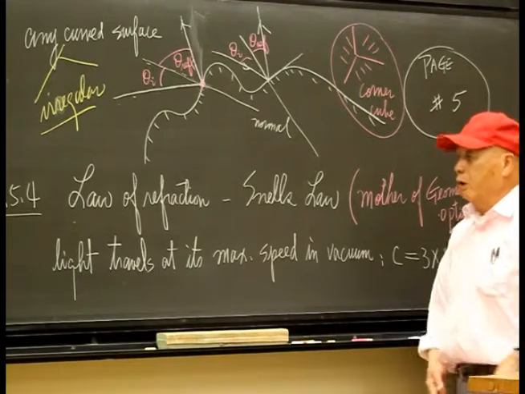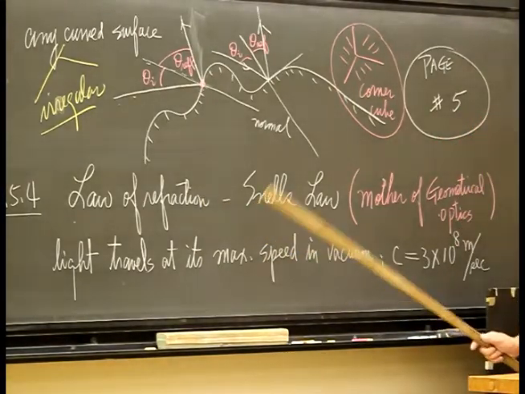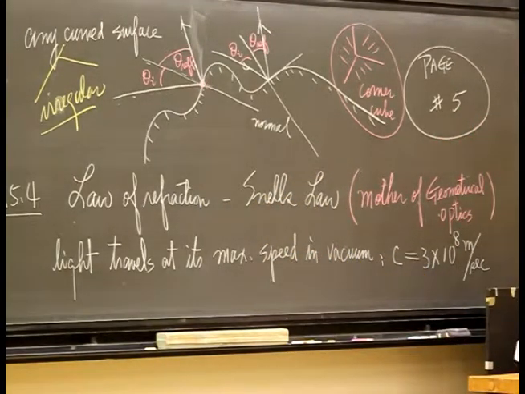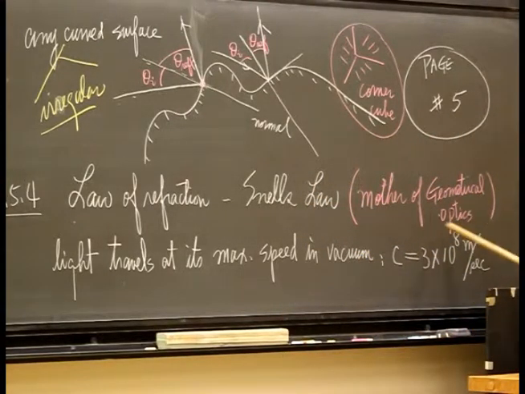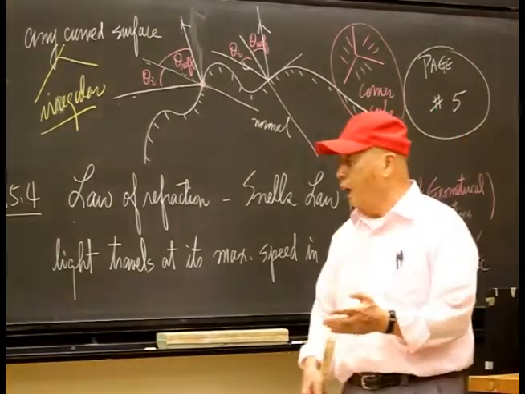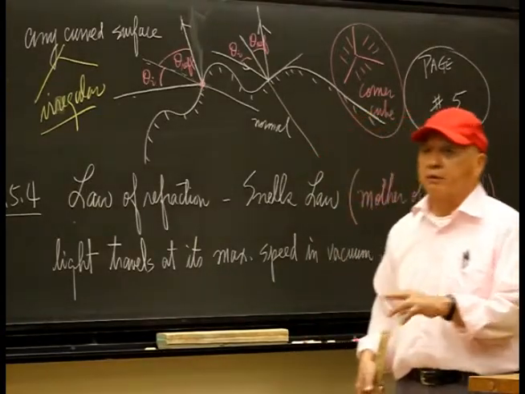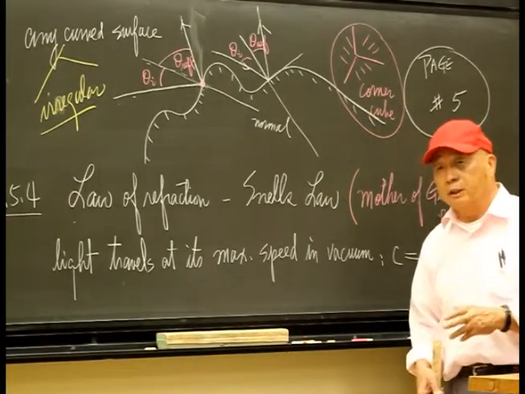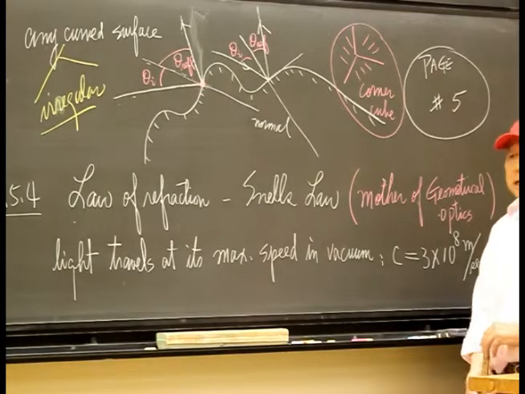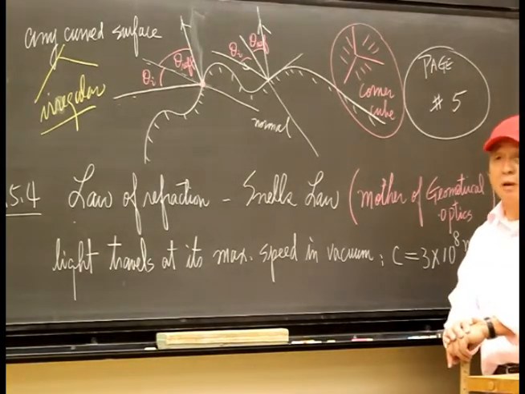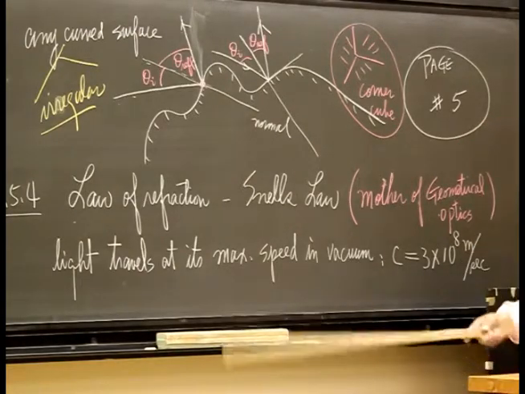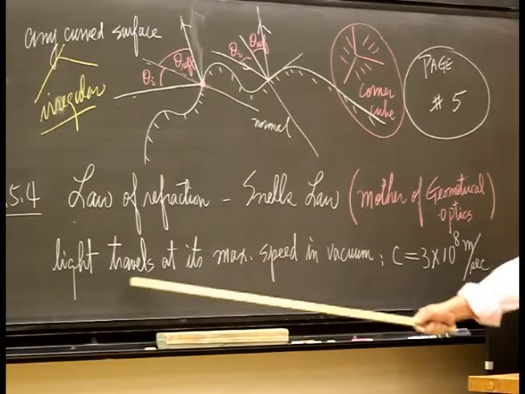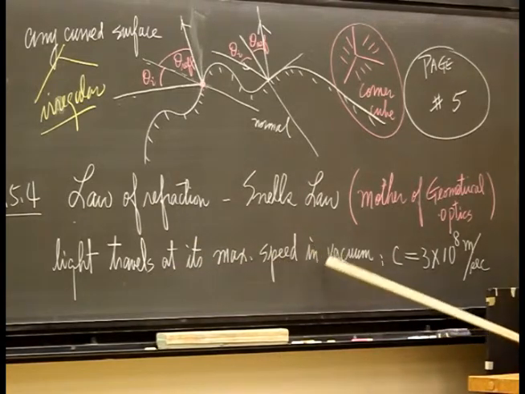The next thing we would like to talk about is the law of refraction, which is based on Snell's law. This Snell's law is basically the mother of geometrical optics. Before we understand the law of refraction or Snell's law, we have to understand one important quantity called the index of refraction. Index of refraction is related to the speed of light in vacuum and the speed of light in different media. The first thing to understand is that light travels at its maximum speed in vacuum.